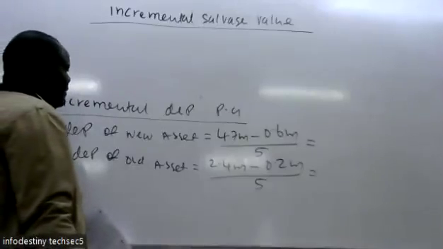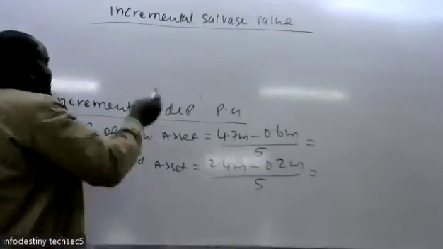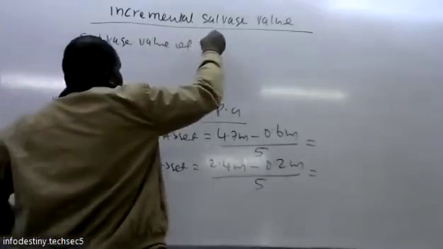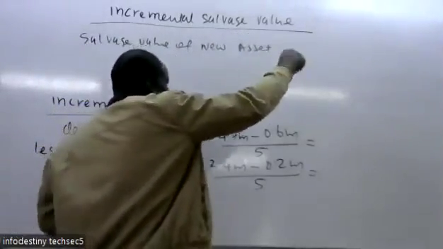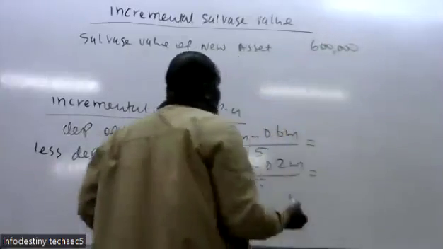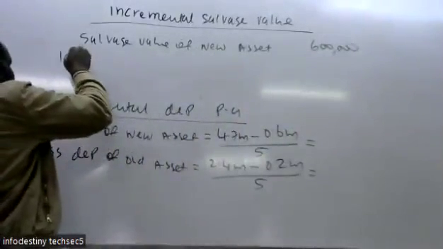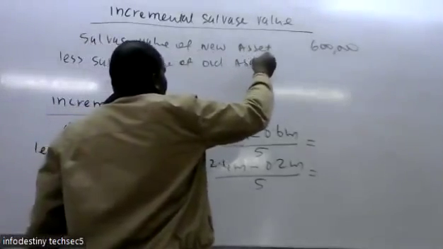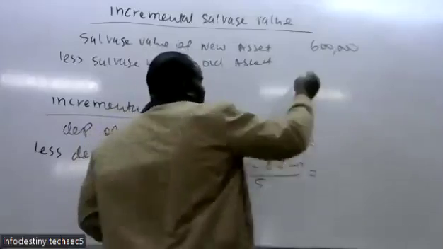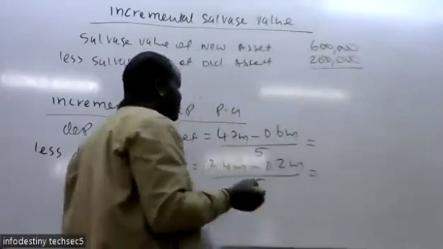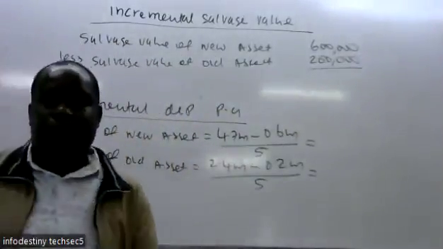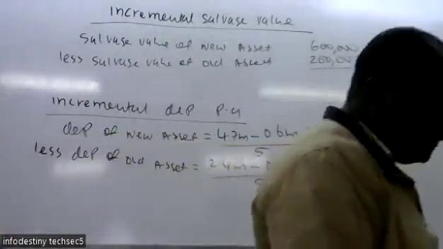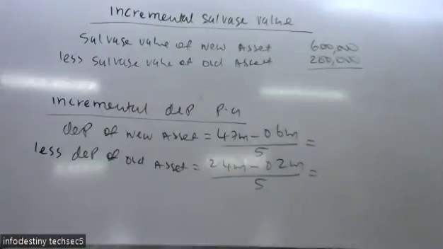we start off with the salvage value of the new asset, which is 600,000, less the salvage value of the old asset, which is 200,000, because we already have them left. So that one should give you around which figure?